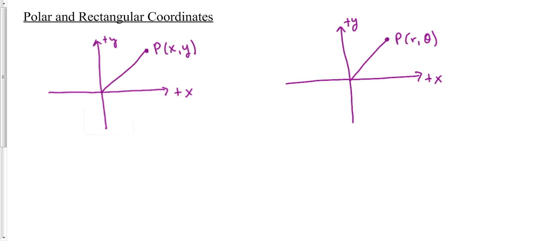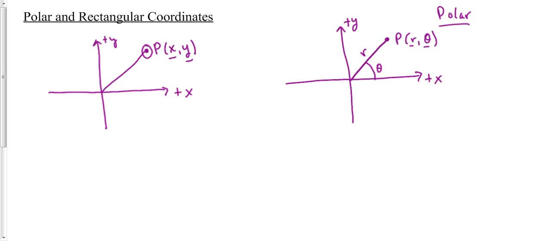Let's talk about polar and rectangular coordinates. We're all very familiar with rectangular coordinates, and when we have a point that we define using rectangular coordinates, we give the x and y coordinate of that point. In polar coordinates, over here, when we describe that same point, we describe it in terms of r, which is the distance between the origin and the point, and theta, which is the angle that this ray makes with the positive x-axis.